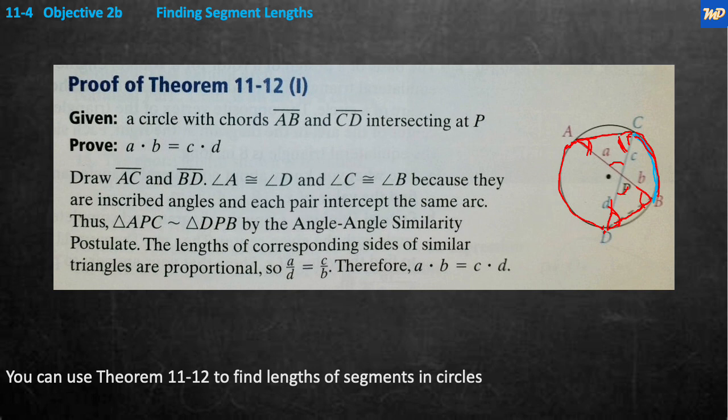Okay? So the lengths of the corresponding sides of similar triangles are proportional, though. So what they're saying is that the length here, I'm going to change colors. Let's go back to green, maybe see how that goes.